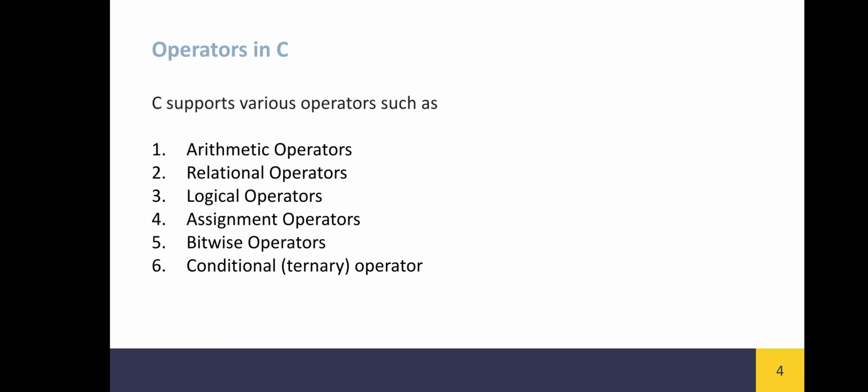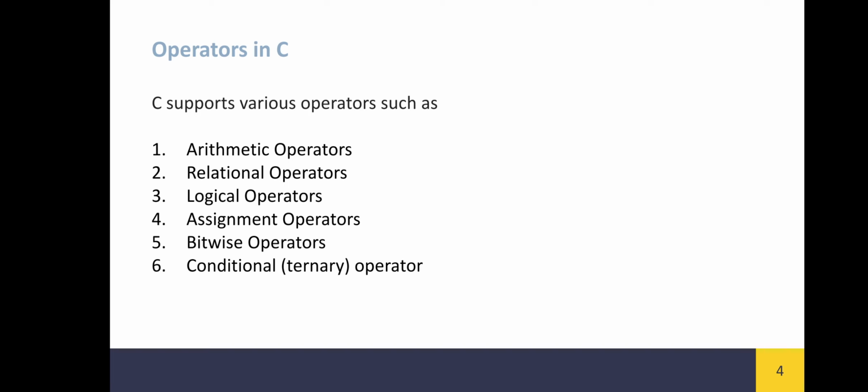Then we have relational operators. Equal to checks if the two operands are the same. Not equal to, that is exclamation mark equal to, checks if the operands are not equal. Greater than checks if the first operand is greater than the second. Less than checks if the first operand is less than the second operand. Greater than or equal to checks if the first operand is greater than or equal to the second operand. Then less than or equal to checks if the first operand is less than or equal to the second operand.